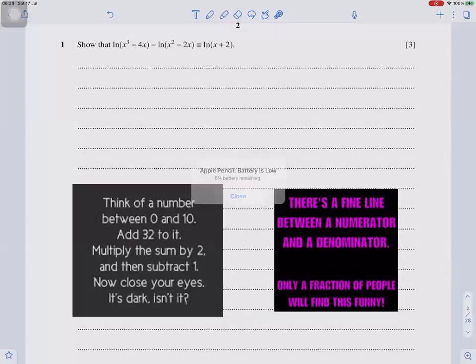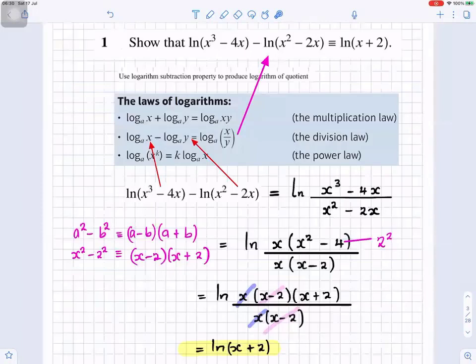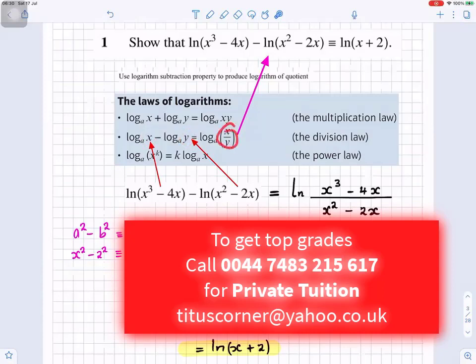Question number 1. Show that ln(x cubed minus 4x) minus ln(x squared minus 2x) is identical to ln(x plus 2). Use the logarithm subtraction property to produce the logarithm of a quotient. So we know log x minus log y is log of x divided by y, and that's the division law.